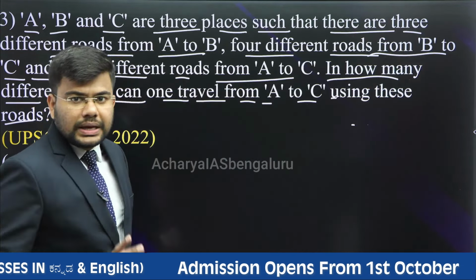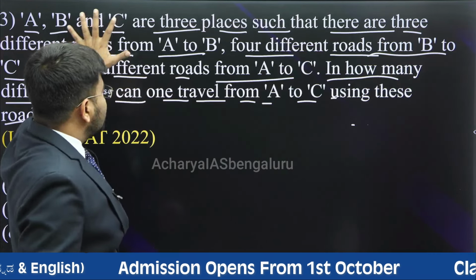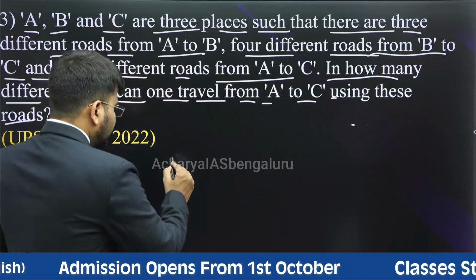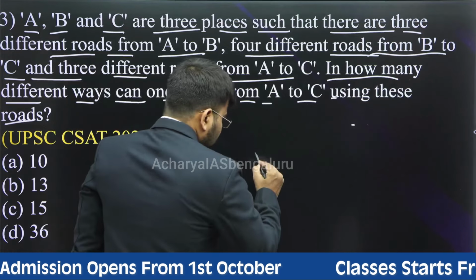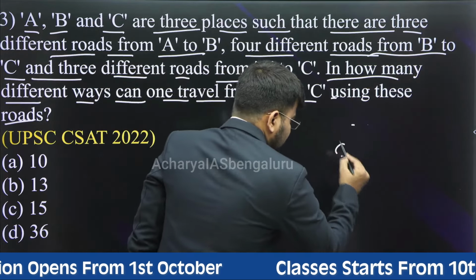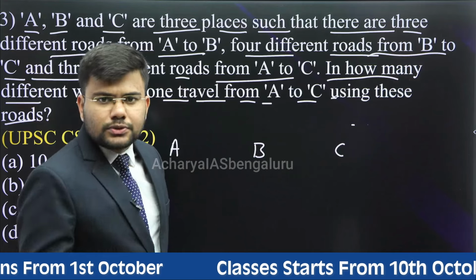That means there are A, B, C, 3 places. This is place A, this is place B and this is place C. There are 3 places. Fine? Yes.